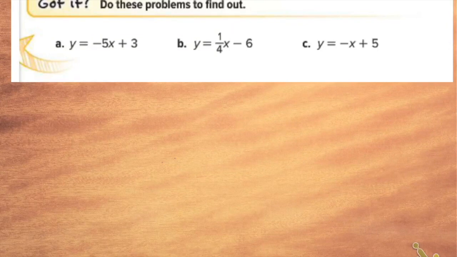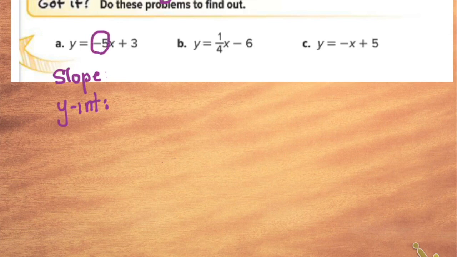So continuing practice here at the got it's. Again, the idea is you're thinking of the equation in slope-intercept form, y equals mx plus b, where m is your slope and b is your y-intercept. So we're determining the slope and the y-intercept for each equation. In equation A, the slope is this first value here of -5, so that would be -5 or -5/1, indicating down 5 over 1. The y-intercept, right there at +3, indicating the point (0, 3).